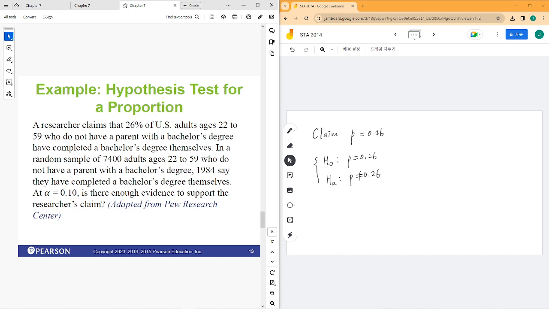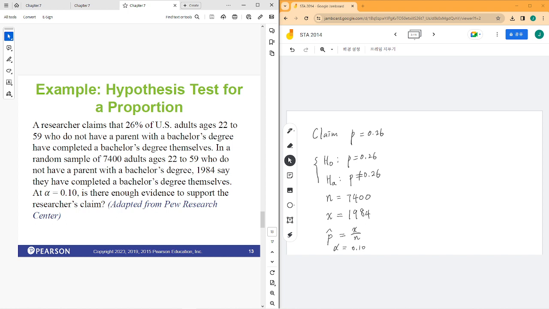Okay, good. And then we have the sample N as 7,400 people, and X, the number of successes, is given as 1,984. If you want to get the point estimate P hat, that is given as X over N, right? So we have all the information here, and also the alpha level is equal to 0.10.